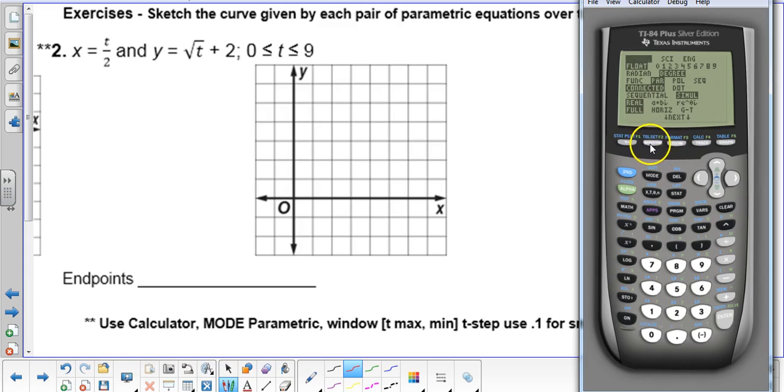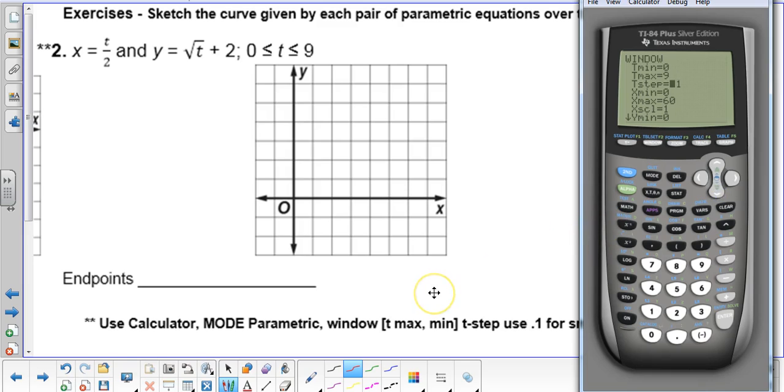All right, 2 things. First of all, will you hit the window button real quick? We're going to come back to this button in a minute. But you notice right away it asks you for a T min, T max, and T step. All 3 of those things are important. The T min and max for this question are going to be what? 0 to 9 from right up here. So you can type T min 0, T max 9.